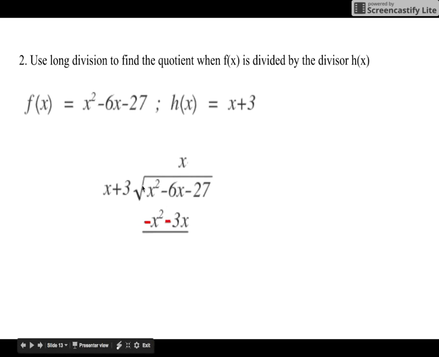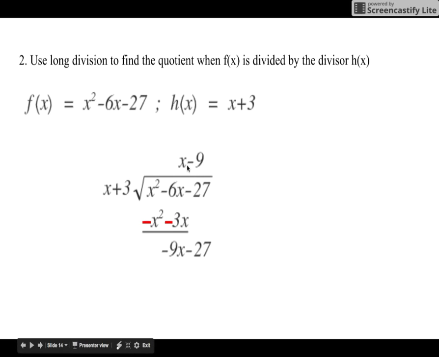Okay. So now we have x squared minus x squared and negative 6x minus 3x. So we're going to do that out, and that'll give us negative 9x. These two cancel and give us 0. Now, again, with the rules of long division, you're going to bring down this number. So we have negative 9x minus 27. Now, again, we're going to take our x and ask ourselves, what times x will give us negative 9x, which is negative 9. So that's why I put a negative 9 up here where the quotient is.